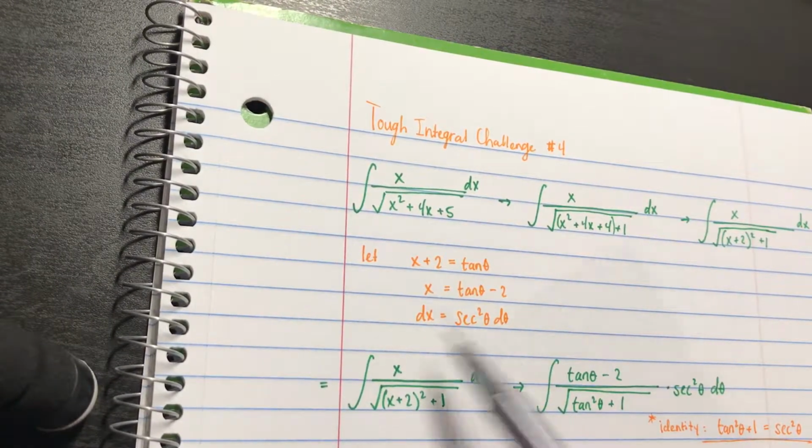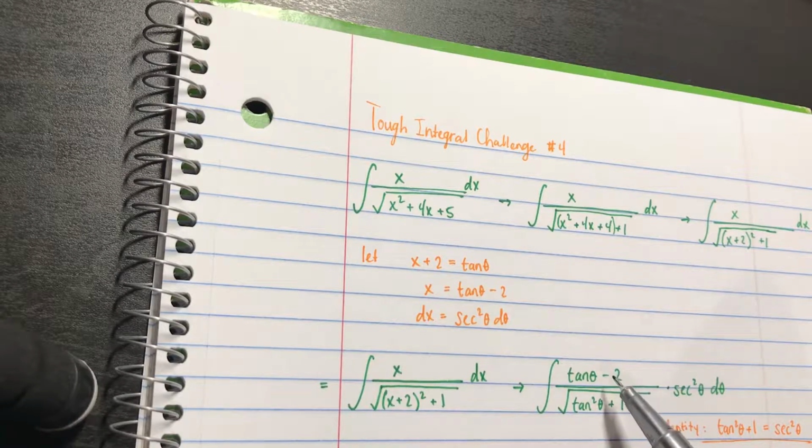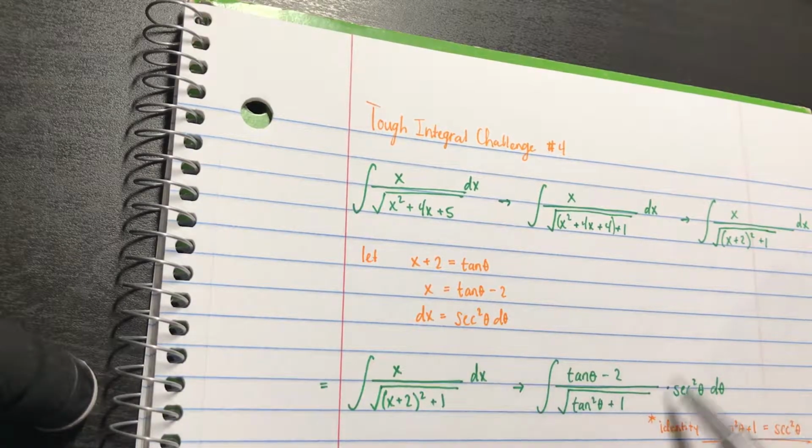So this was our original integral, and now I'm going to plug in tan theta minus 2 everywhere I see x, and what I'm left with is tan theta minus 2 over the square root of tan squared theta plus 1. In other words, I've taken the x plus 2 and replaced it with tan theta here, and that squared gives us tan squared theta, and we still have this plus 1 that was left over. Everywhere we see the dx, we're going to replace it with secant squared theta d theta, and that's where we get this.